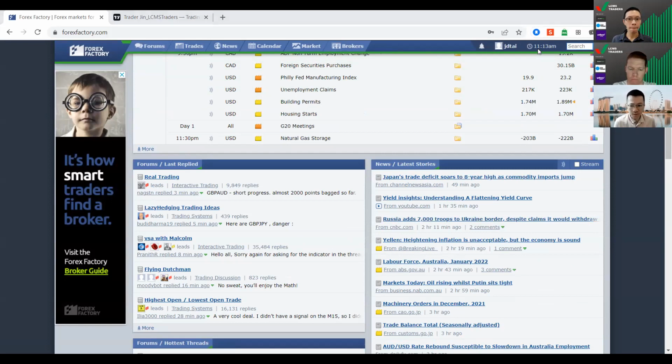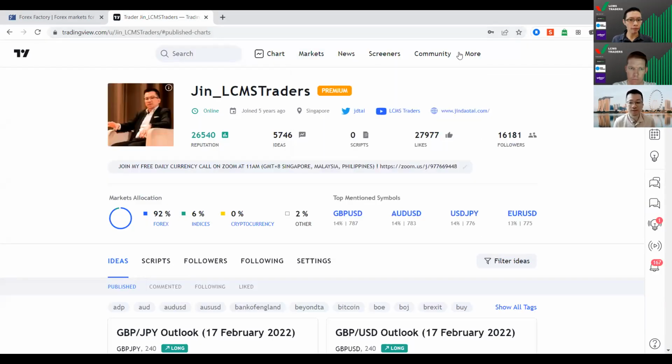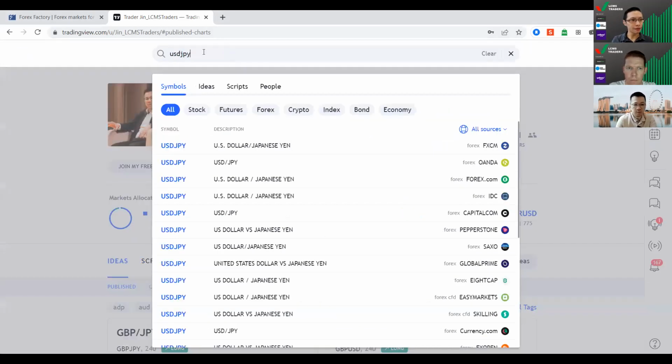So what to look out for? Looking at the yen pairs in particular, because yen as one of the reserve currencies tends to have a little bit more volatility during these kinds of periods. So let's look at the USD/JPY to start.